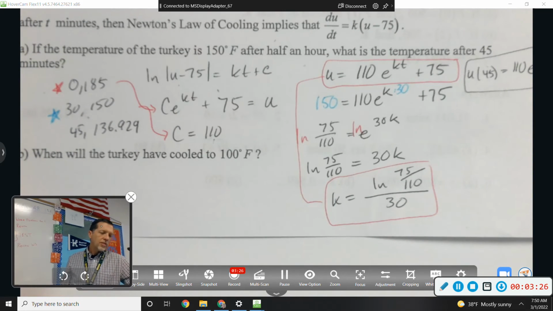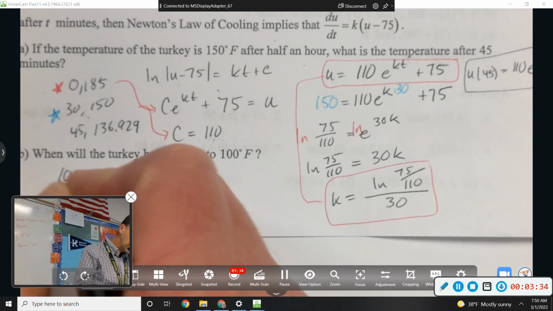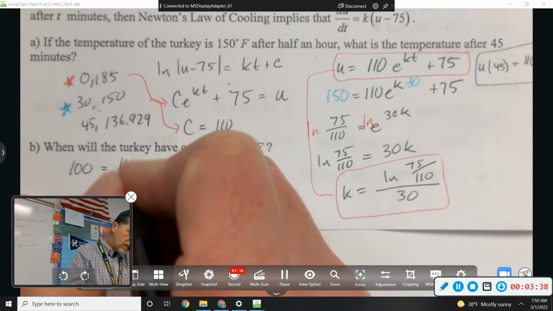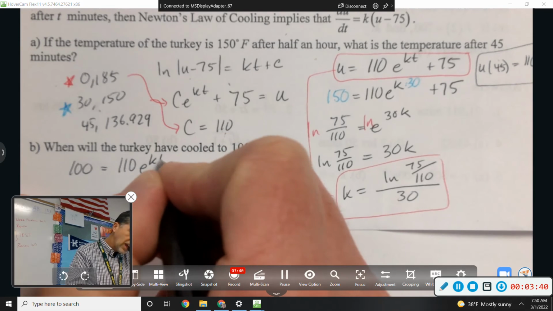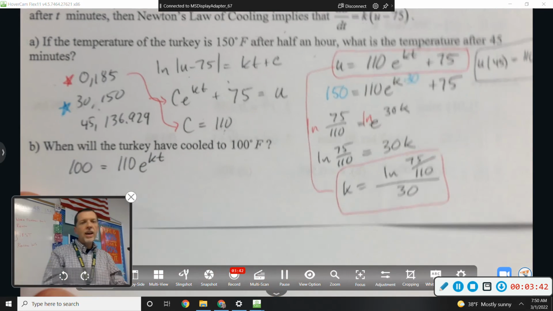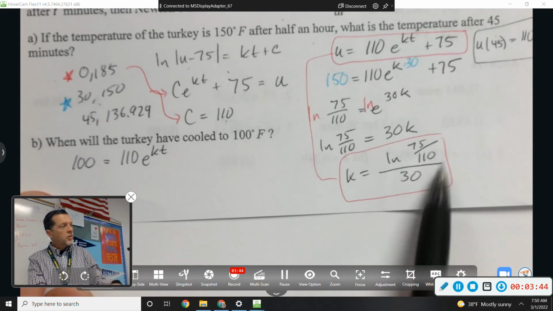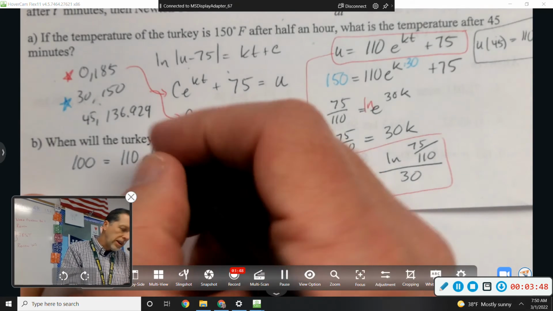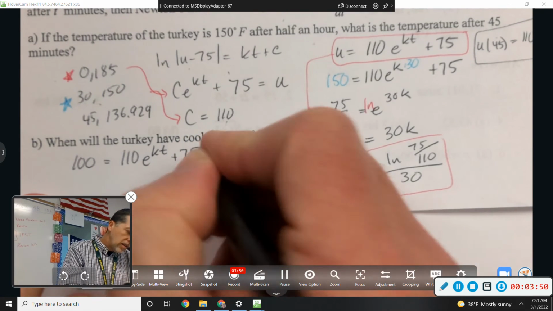When will the turkey have cooled to 100? So how will I answer part B? Plug in 100 for the temperature and solve for t. So 100 equals 110 e to the kt. I'm still writing k because I don't want to write out the decimal and I don't want to write all this. I've defined k, so I can just use k in my calculator when I need it. Plus 75.